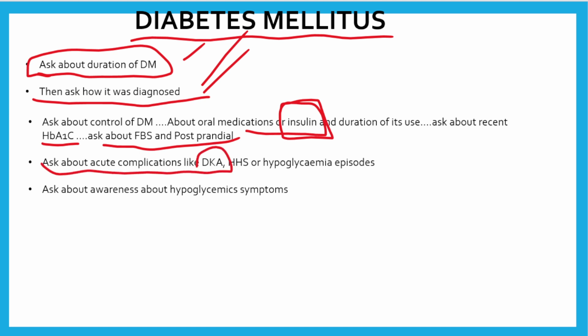We'll ask if the patient's RBS has raised too much and the patient developed increased breathing rate and confusion. So these will help us identify DKA and HHS, which is hyperglycemic hyperosmolar state.